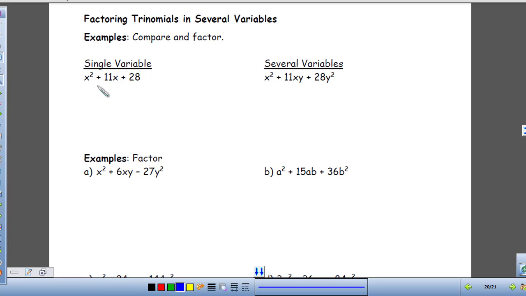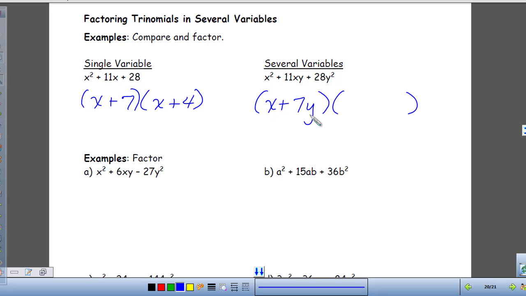Over here, if I wanted to factor x squared plus 11x plus 28, that factors as x plus 7 times x plus 4. 7 times 4 is 28. But over here, I don't need just 28, I need 28y squared. So it's going to factor as what? Very good. So pretty much the same thing. Now we can see 7y times 4y gives me 28y squared. If I multiply my inner, that gives me 7xy. My outer gives me 4xy. 7 plus 4 is 11.